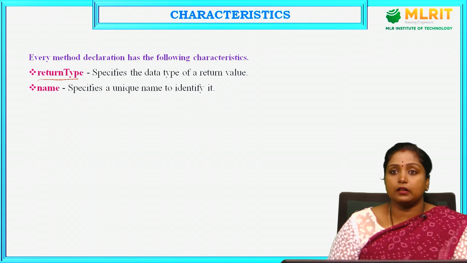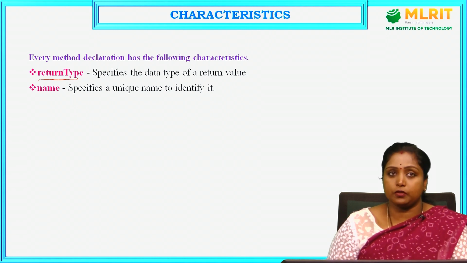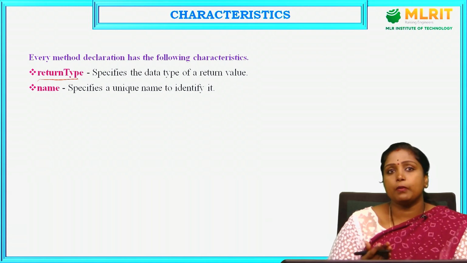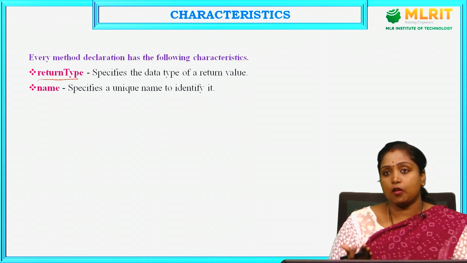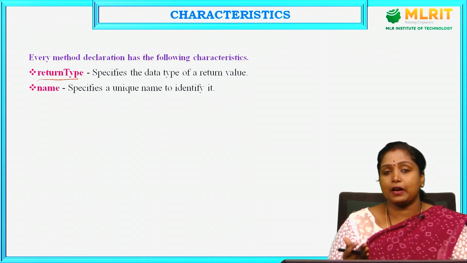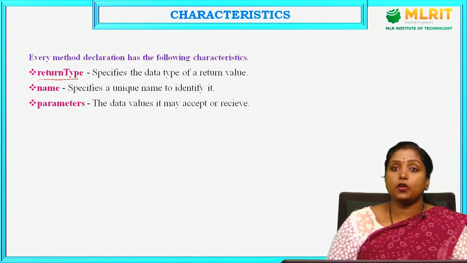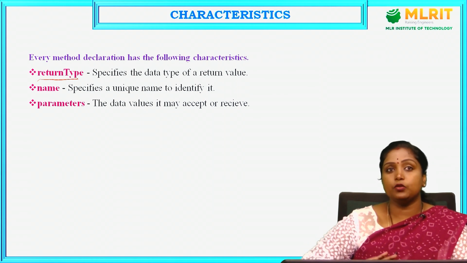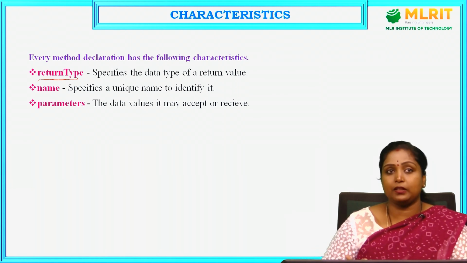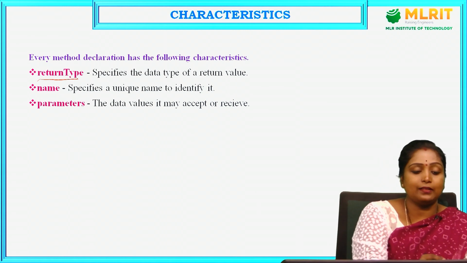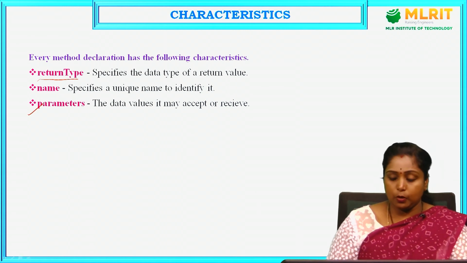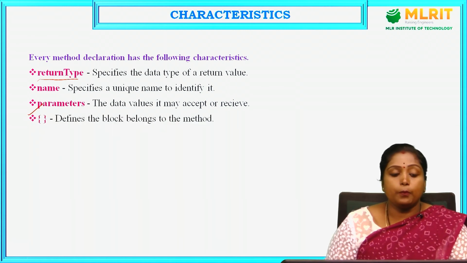If you are performing the factorial of a number, my method name I can define as I wish. I can go with factorial, like that. You can define any specific name for the method. Next, parameters. If you want to send some values to the method to perform that specific task, those are known as parameters. Now, the block of code.